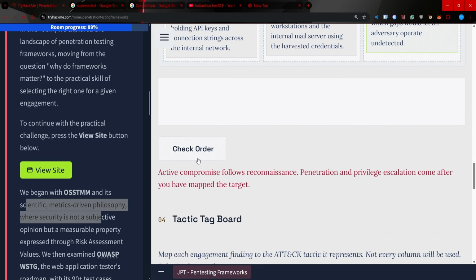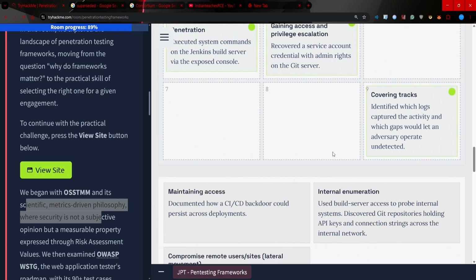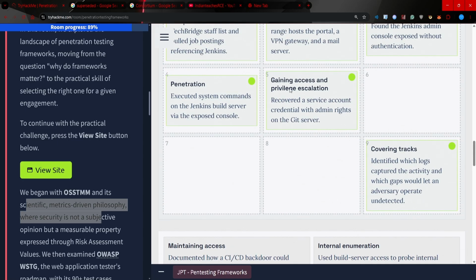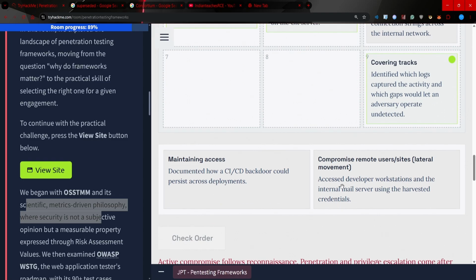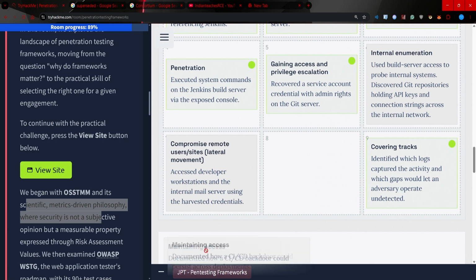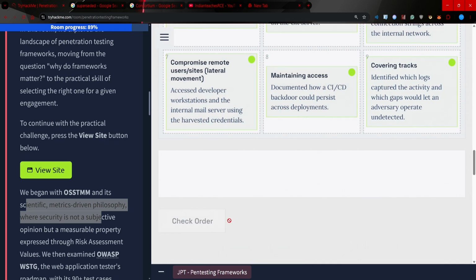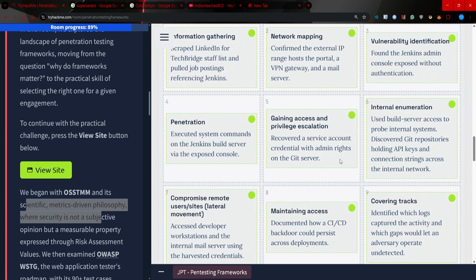And now this is right. Wait, this is still wrong. What the hell? So you'll gain access. You have privilege escalation. Then you will not maintain access. What the hell? You are asking me to laterally move and then maintain access. Come on, brother. That is stupid.